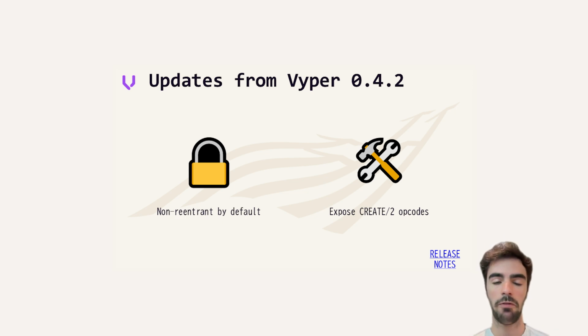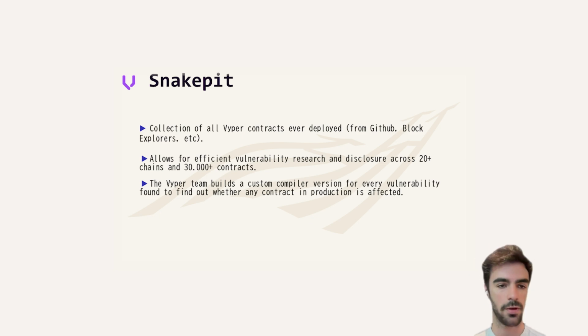Something that also makes us very confident to use Vyper in production is the insane amount of security initiatives the Vyper team takes care of. One of them is Snake Pit, which didn't get a lot of attention, and that's why I want to talk about this here. So imagine if you could have a collection of all the Vyper smart contracts that exist, ever, like every single smart contract that's been written in a public repository or deployed and verified in a block explorer. Imagine if you could just have a huge collection of these smart contracts that would allow you to do something very powerful. That is to basically efficiently research for vulnerabilities.